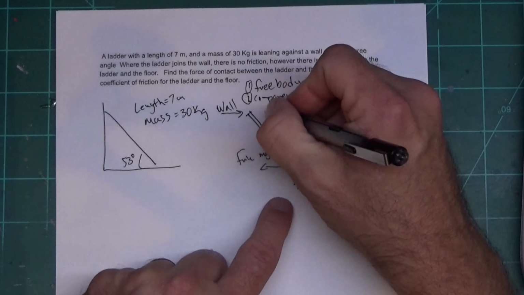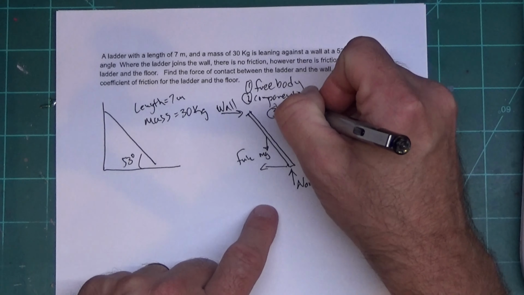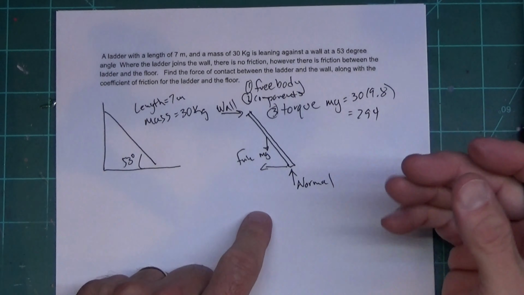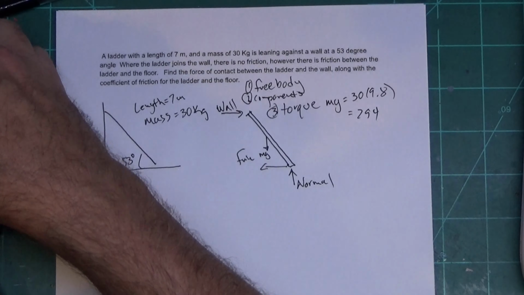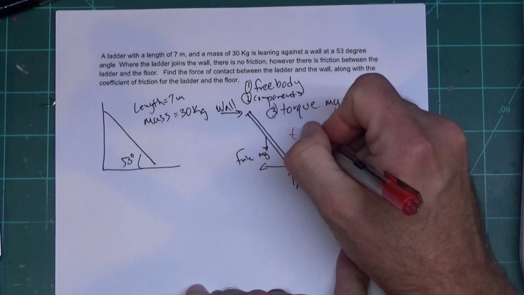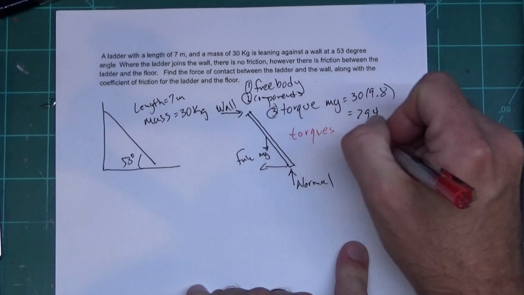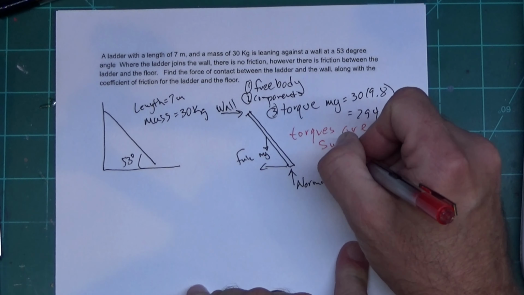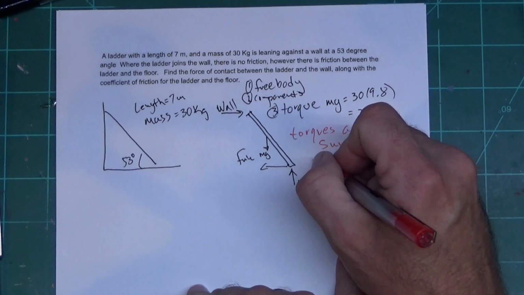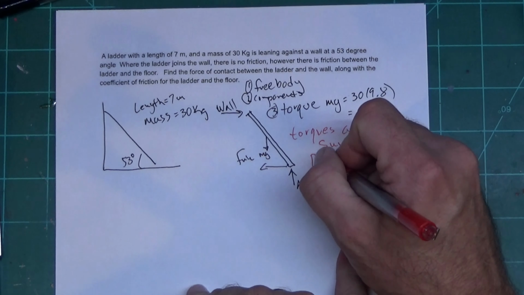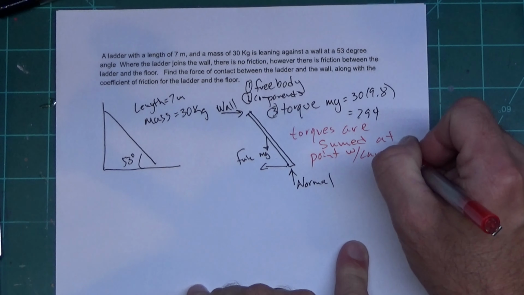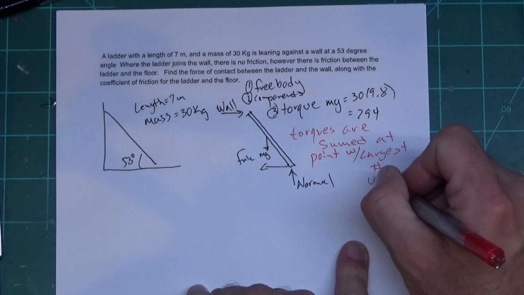Now, the third step is torque. So I'm going to have to go through and do my torques. But in order to do my torques, I have to decide where I'm doing the torques. The typical rule for torques is torques are summed at, probably misspelled sum, isn't that great on YouTube, the point with the largest number of unknowns.